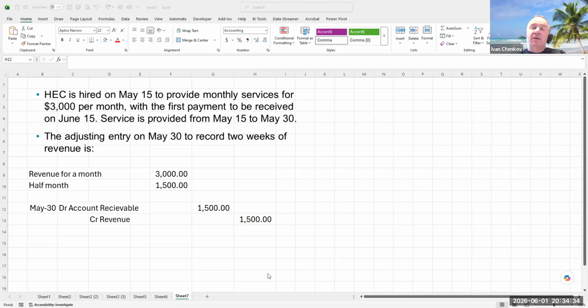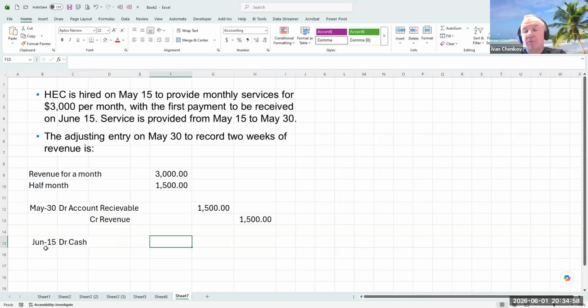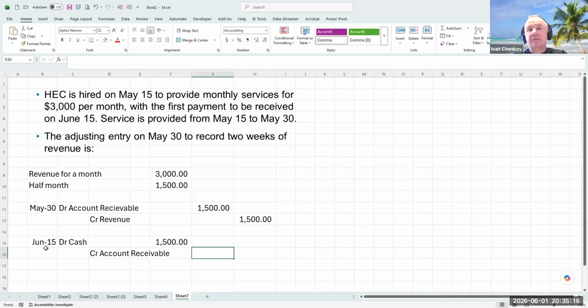What's going to happen when the revenue comes on June 15th? What's going to happen on June 15th? We're going to collect the cash, correct? Debit cash, and we're going to get now 1,500. We're collecting only these accounts receivable, nothing more. And we're going to credit accounts receivable. Make sense?